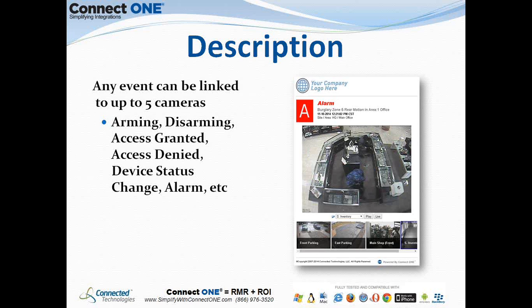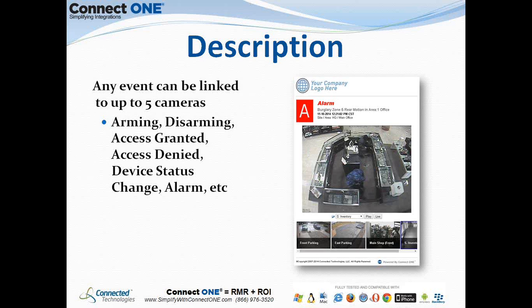It could be you want to see who armed the system, who disarmed, who maybe had access granted or access denied through a certain controlled area. It could be a device that had changed state, a door contact, a motion sensor, for example. It could be an alarm condition, when the panel goes into alarm condition that you can have up to 5 cameras store an image.